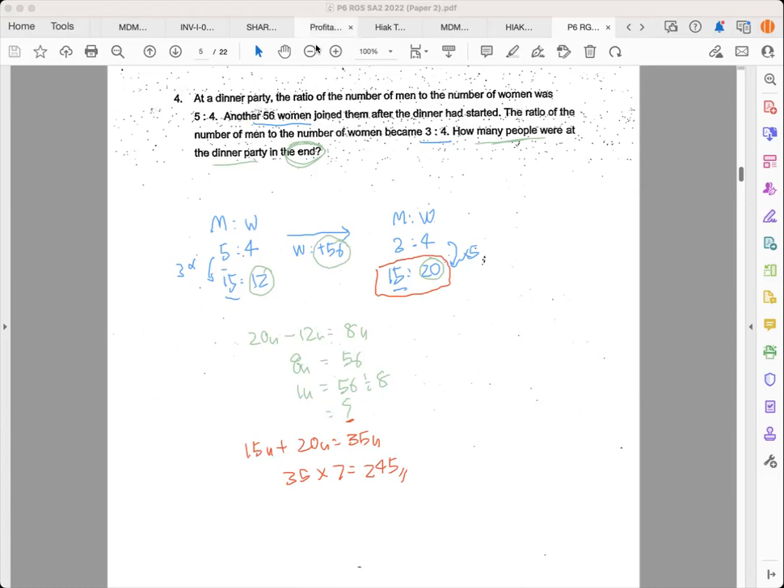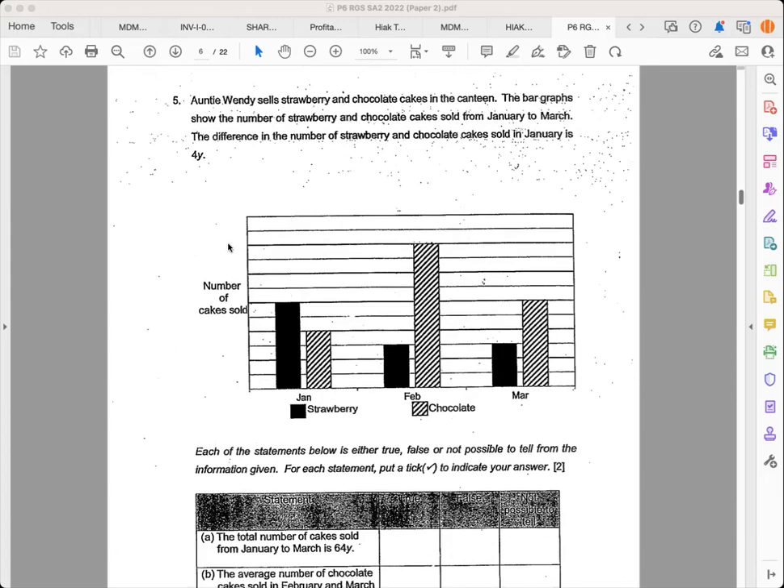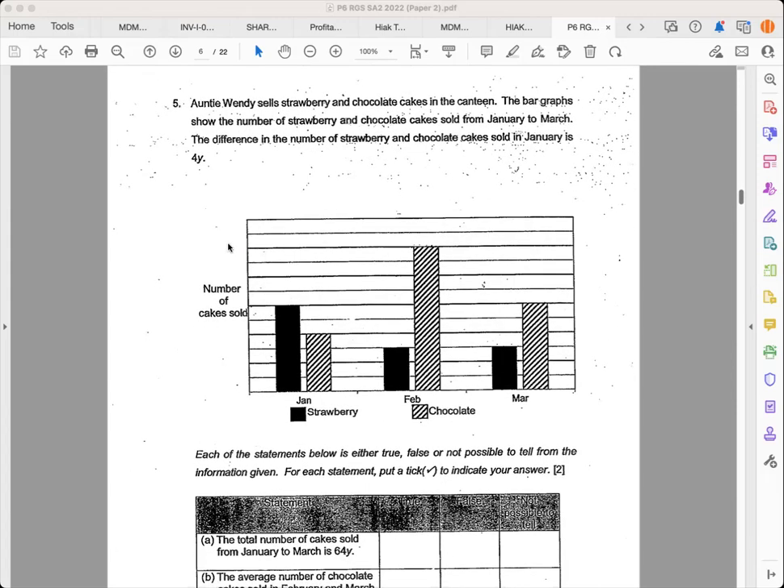Let's look at question number 5. Okay, let's read first. Auntie Wendy sells strawberry and chocolate cakes in the canteen. The bar graph shows the number of strawberry and chocolate cakes sold from January to March. The difference in the number of strawberry and chocolate cakes sold in January is 4y.